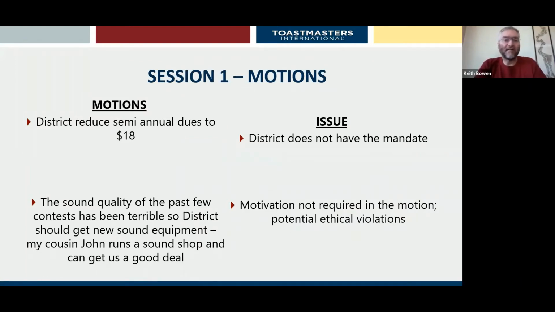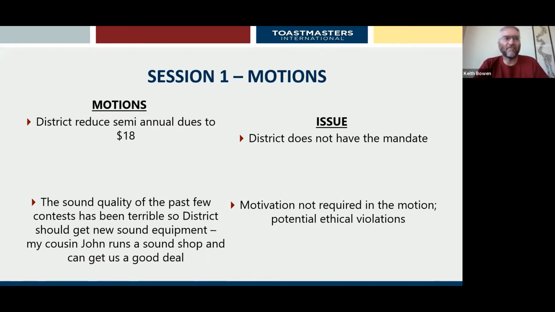But actually, it's an invalid motion. You could debate the cost of semi-annual dues, but district can't actually do anything about semi-annual dues. Potentially, you could say "district must approach Toastmasters International to reduce semi-annual dues," or make a motion to the board of directors. But on its own, district does not have the mandate.